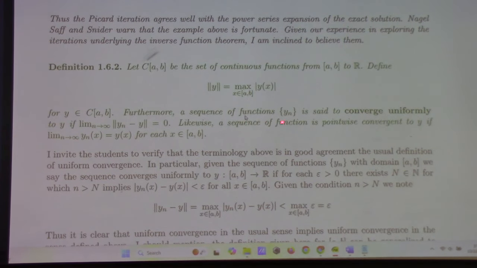And you can say a sequence of functions converges uniformly if the limit as n goes to infinity of the max norm of the difference of the sequence and the function is 0. So likewise, a sequence of functions is pointwise convergent if you have this, right? What's interesting then is there's another way to calculate uniform convergence in terms of what's called a worst case estimator. If we have a sequence of functions which uniformly converges to y, then for every epsilon greater than 0, there exists an N for which n greater than N implies that the absolute value of y_n(x) minus y(x) is less than epsilon for all x in the closed interval, right?